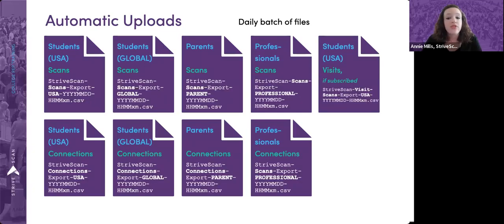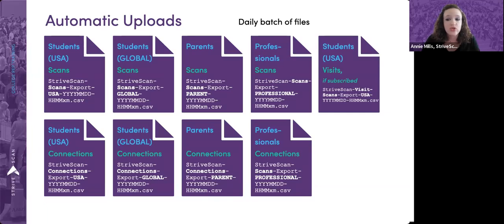With automatic uploads, the data for each type of person is sent in a separate CSV file, and the file is named accordingly so that you're able to easily identify the data and the method by which it was received. As you see here, each file name follows a convention that includes the method it was received, a scan or a connection, and the person type, students, parents, and professionals, as well as the time stamp that that export was created. So why might this be helpful?